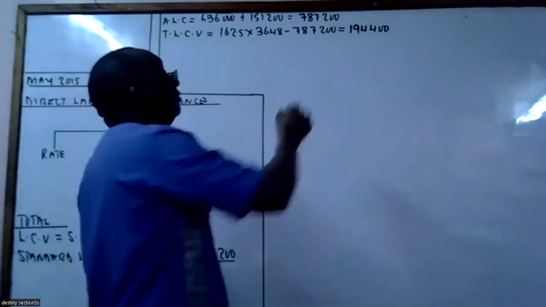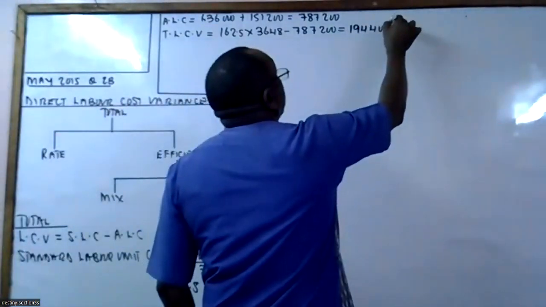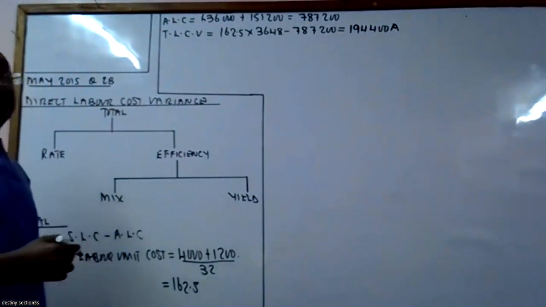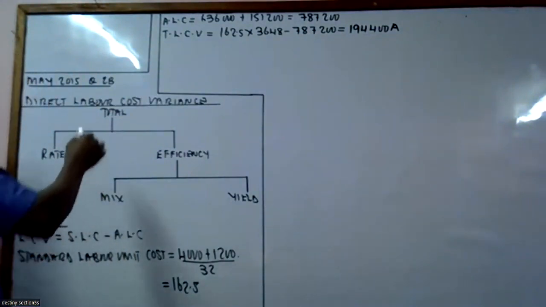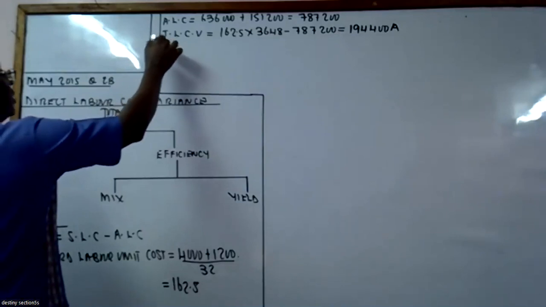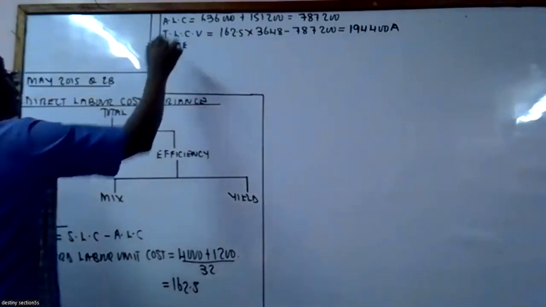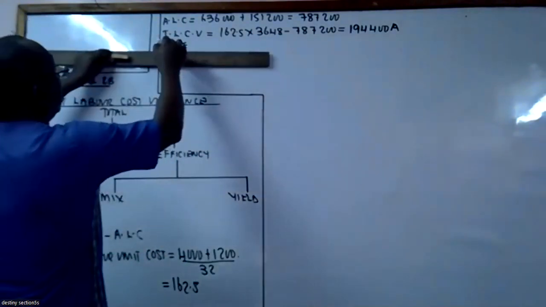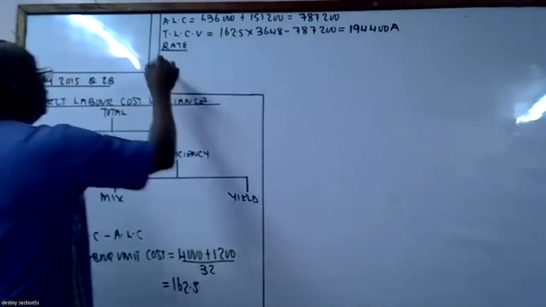So if it's negative, that is adverse. It means that the actual is more than the standard. All right, let's now compute the rate.